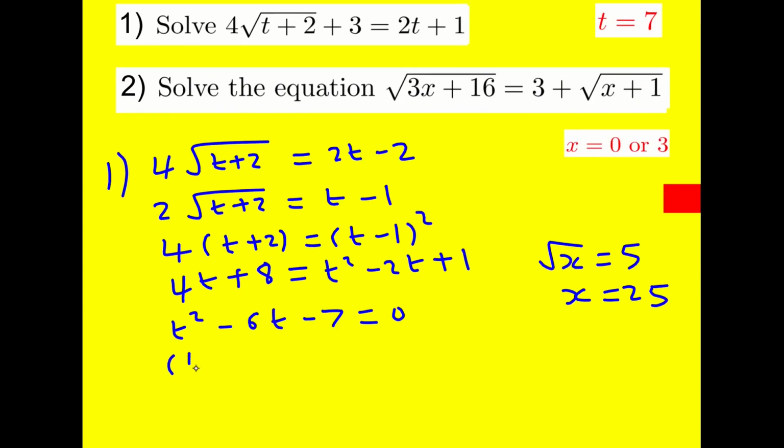And now that will factorize: t minus 7, t plus 1 equals 0, so t equals 7 or minus 1. However, is that okay? The minus 1, right? Actually, here's a little crucial point. These might look like both solutions, but when you square something, you need to be a little bit careful.